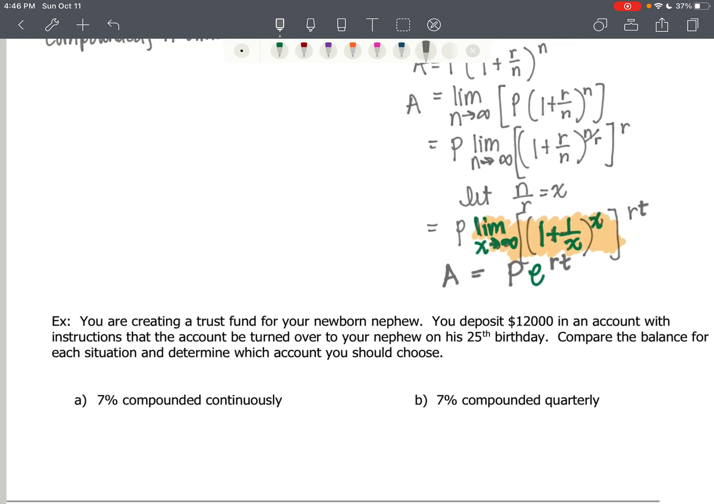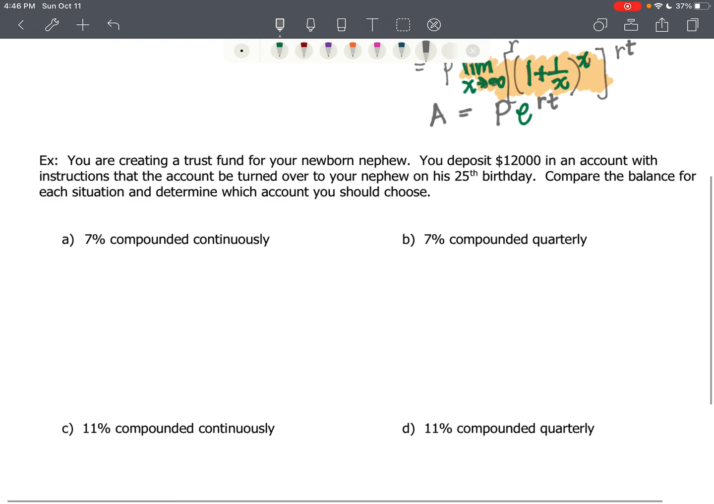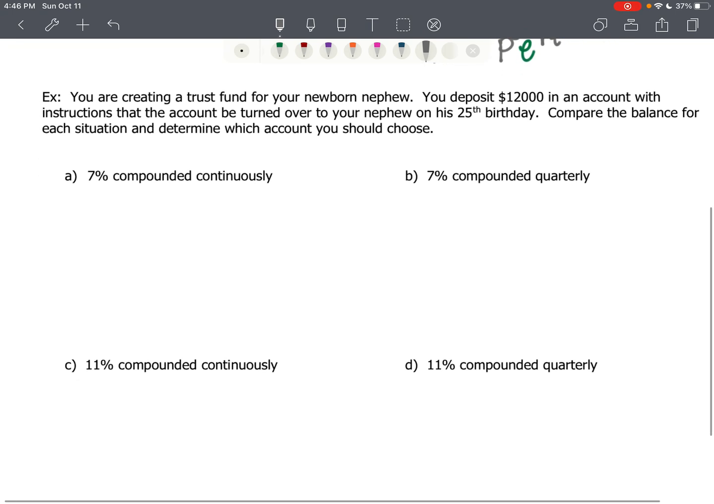Okay, now that we have our two formulas, you're creating a trust fund for your nephew who was just born. You deposited $12,000. You're very wealthy. You deposited $12,000 in an account with instructions that the account be turned over to your nephew on his 25th birthday. Compare the balance for each situation and determine which account you should choose. 7% compounded continuously, 7% compounded quarterly, 11% compounded continuously, or 11% compounded quarterly?